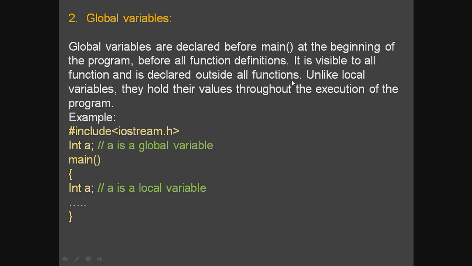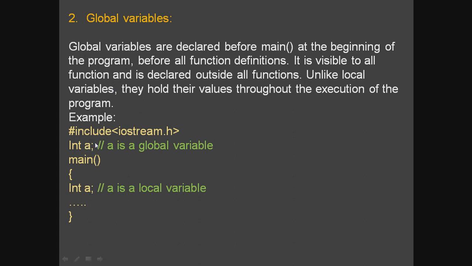Unlike local variables, they hold their values throughout the execution of the program. As long as the program is running, the global variable, since it is beyond any functions, will hold that value. But in terms of local variables, since it is constricted to a certain function body only, once that function body is terminated, the local variable will cease to exist.